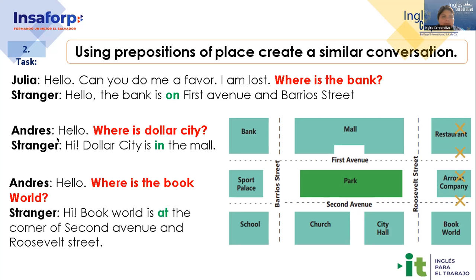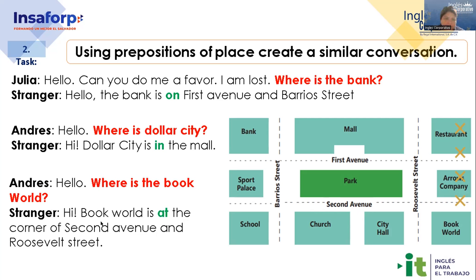Okay. Hello, where is Dollar City? Hi, Dollar City is in the mall. Está en el mall, right? Estamos utilizando otra preposición. Hello, where is the book world? ¿Dónde está the book world? Hi, book world is at the corner of Second Avenue and Roosevelt Street. También recuerden que hay expresiones fijas: at the corner, en la esquina de la segunda avenida y la calle Roosevelt.